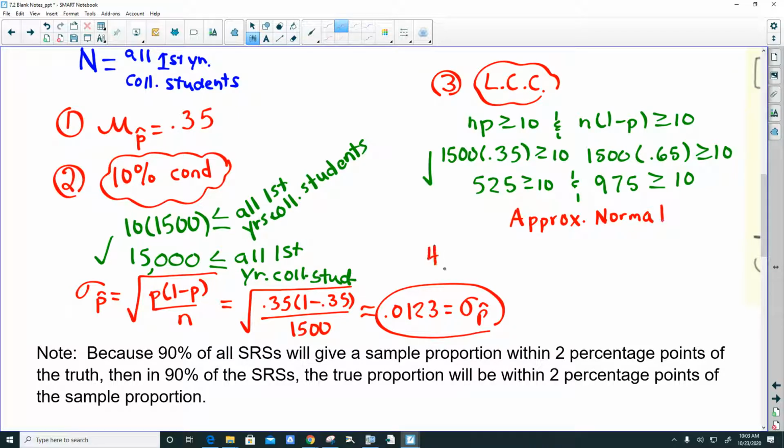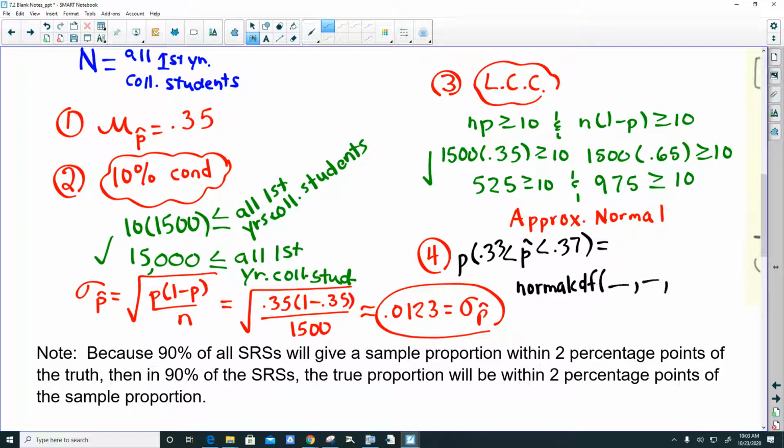Okay, approximately normal. So now I'm ready to actually answer the question they were asking, which is what would be the probability that you would get a sample proportion within 2 percentage points of the true population proportion. To answer this, I would use my calculator. Remember, it's crucial that we are always writing down what our calculator inputs are: the lower, upper, mean, and standard deviation.